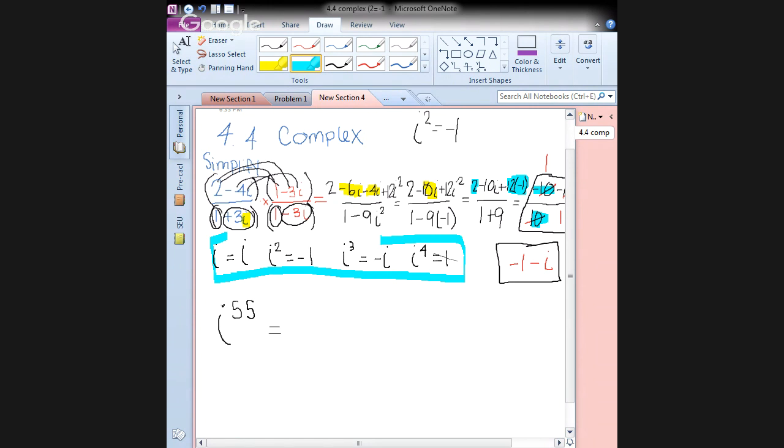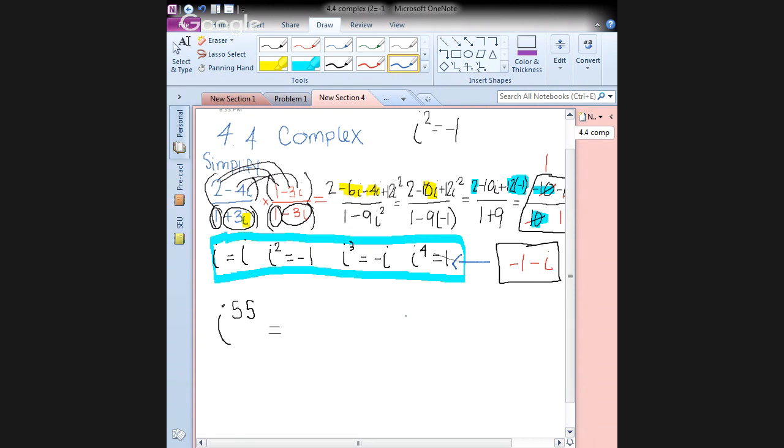When we're asked to simplify something like i to the 55, all of our answers will end up either being i, negative 1, negative i, or 1. Those are the 4 options that you could always get. All your answers will always end up with those 4 options. So i to the 55. Notice how i to the 4th is 1.